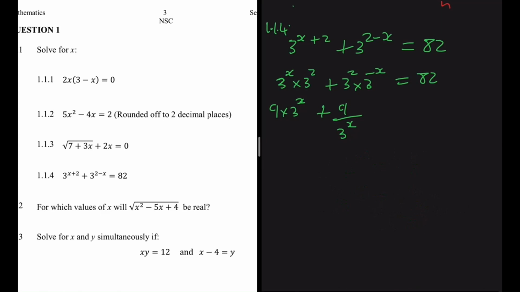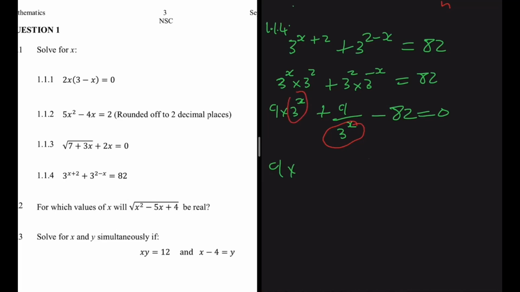So we can bring 82 to the other side. So we're going to have minus 82 being equal to 0. Right. So now we have this denominator of 3 to the x on the middle term. So let's multiply throughout by 3 to the x, right? So that we can sort of have a linear equation. So if we do that, we're going to have 9 multiplied by 3 to the power of x, which is here, multiplied by 3 to the power of x.